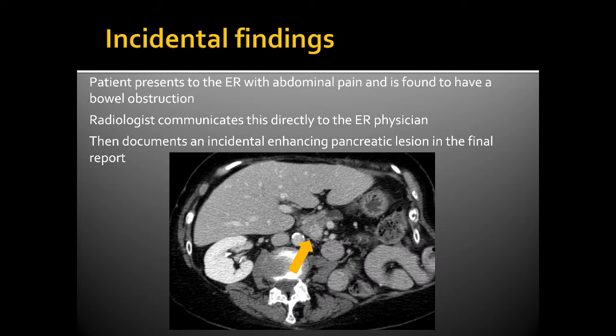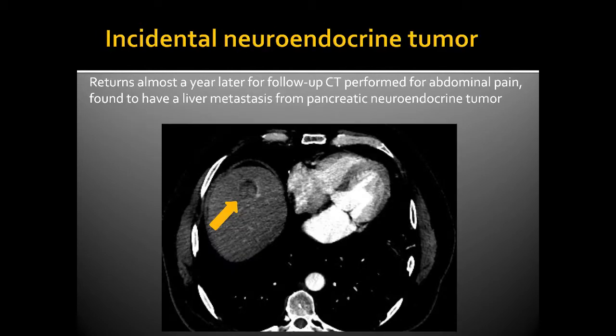In this case, a patient presents to the ER with abdominal pain and is found to have a bowel obstruction. The radiologist communicates this directly to the ER physician. He then identifies an incidental enhancing pancreatic lesion and reports this in the final report, but does not communicate this directly to the ER physician. The patient returns almost a year later for follow-up CT performed for abdominal pain and is found to have a liver metastasis from pancreatic neuroendocrine tumor. The incidental pancreatic lesion identified on the CT was not followed up because the ordering physician did not know that it had been reported.